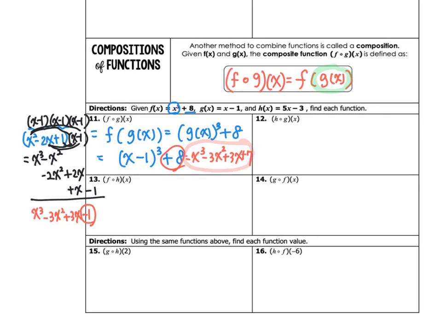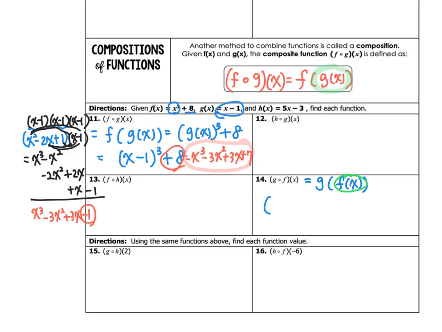Are you guys ready for one more? What about we do number 14? So instead of f of g of x, now g of f of x. Let's see if it will be the same or different. So in this case, we're going to have g of f of x. So now f of x becomes the input of g of x, right? So g of x is x minus 1, right? x minus 1 right here.